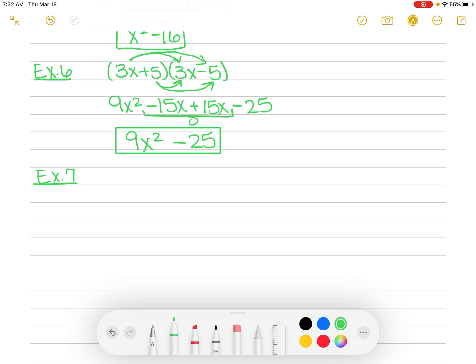Okay, so this one is going to be just x plus y, times x minus, oh, I keep writing the wrong thing, x minus y.